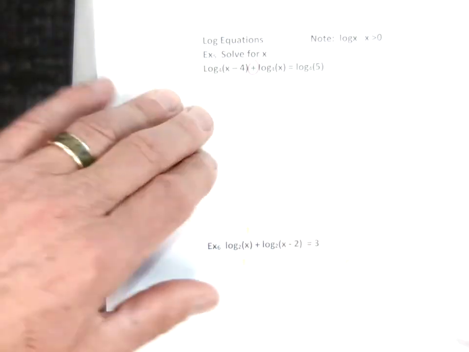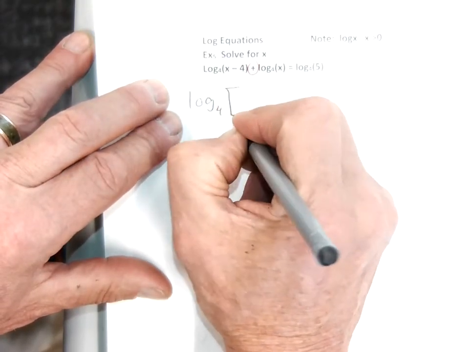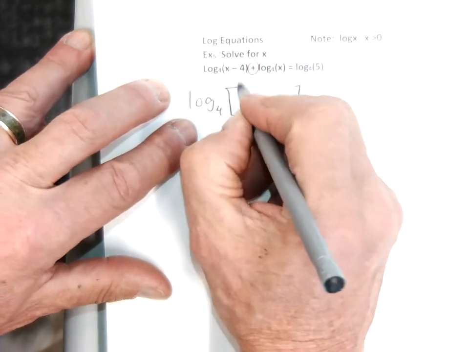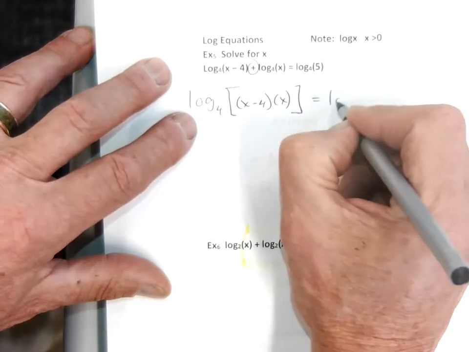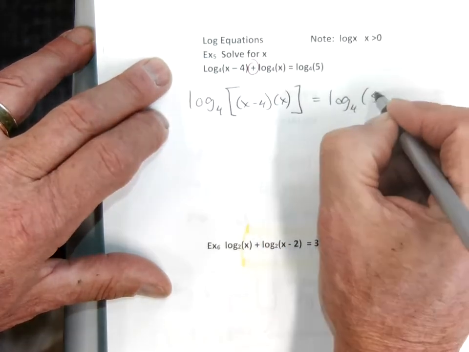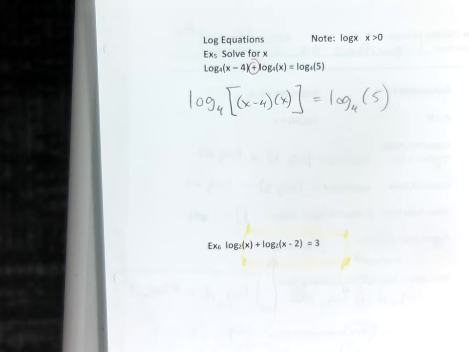I'm going to rewrite this as log base 4 of, and I'm going to use brackets because it's going to seem easier, x minus 4 times an x. I use a bracket so you can see that I put these two together. That's why I like a bracket. Just less confusing. Plus means times, right?